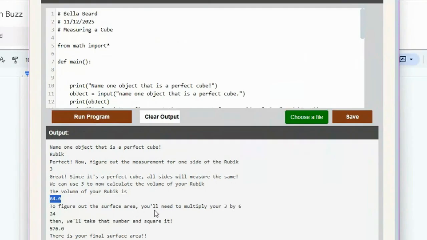To figure out the surface area, we'll need to multiply your 3 by 6, 24. 3 times 6 is not 24. And then we'll take that number and square it, 576. This is your final surface area. Okay, there's some calculation issues, but there's another issue too.